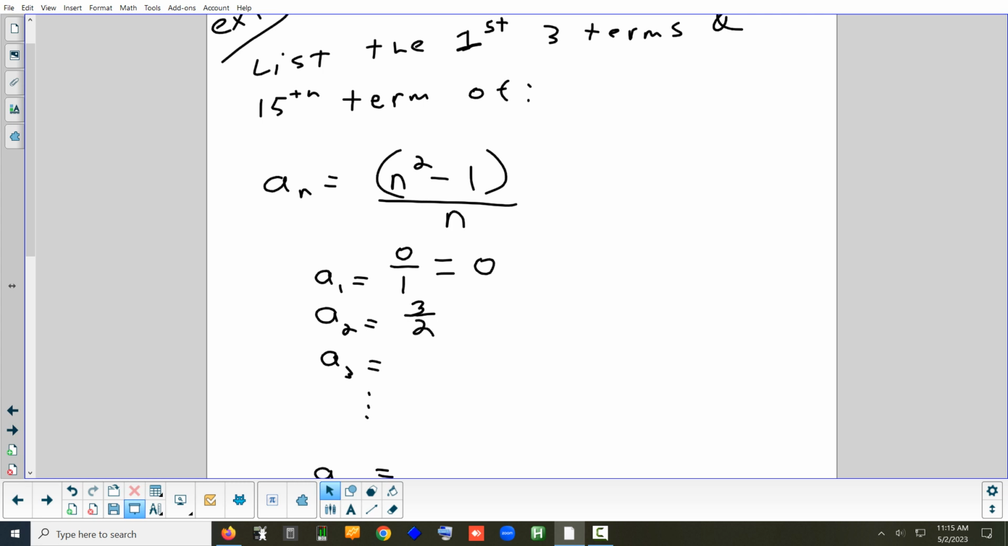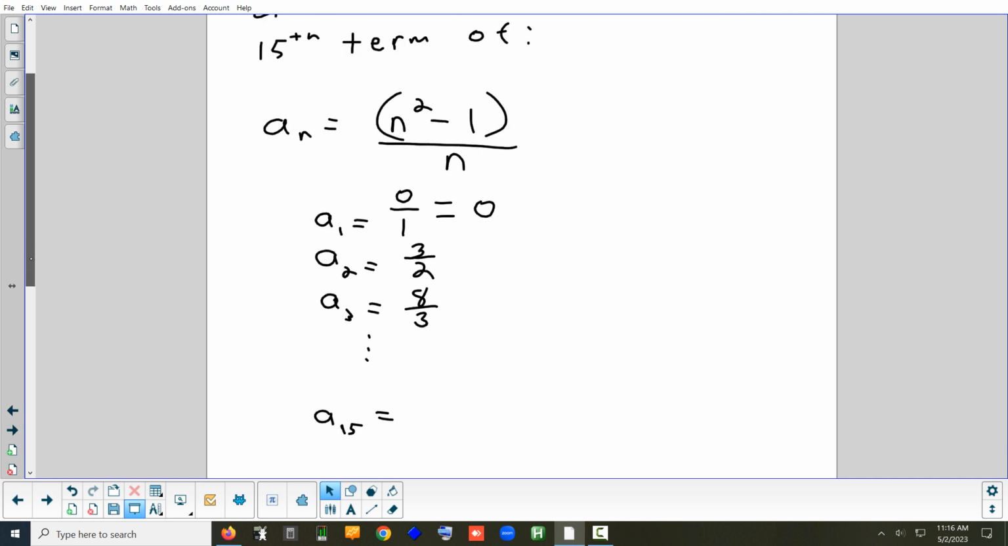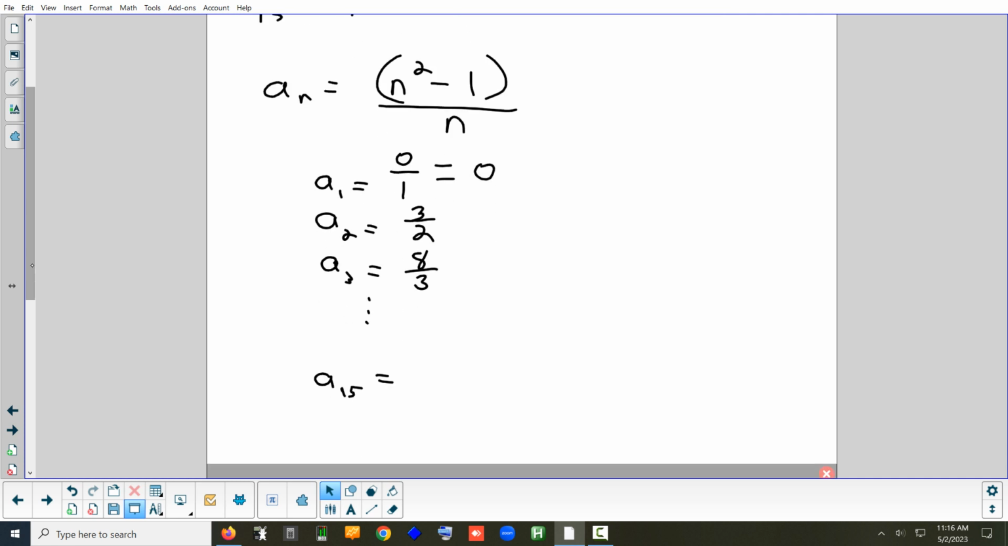All right, let's do the third term. What do we get there? 8 over 3. So we get 3 squared is 9 minus 1 is 8 over 3. And how about the 15th term? 224 over 15.